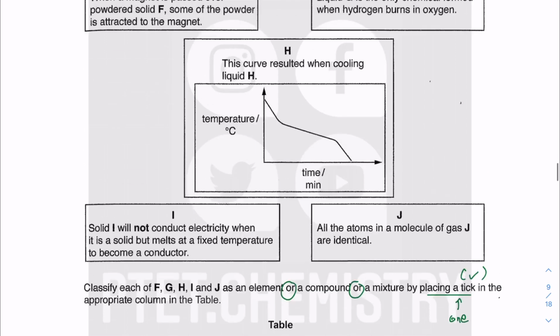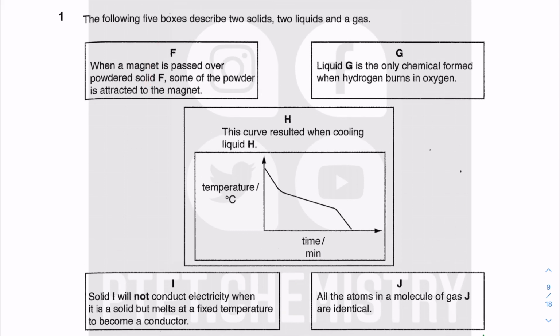So you have got to read the instruction here in terms of properties. If you look at F, when you have a magnet onto solid F, some of the powder is attracted to the magnet. So we're looking at something which is magnetic. Perhaps we're looking at metals. Okay, compounds won't be magnetic, but metals themselves are magnetic, and metals are elements, and metals are not compounds.